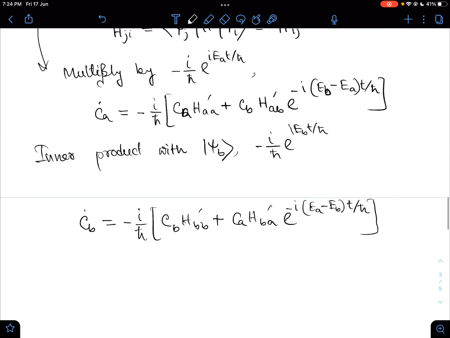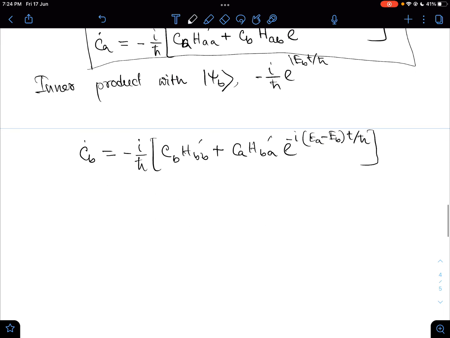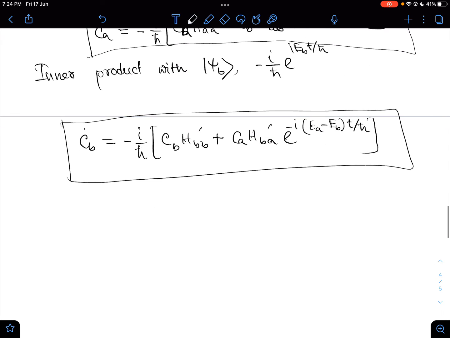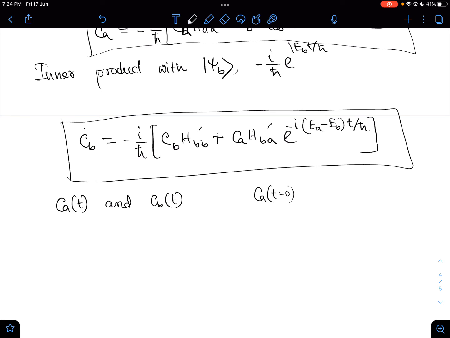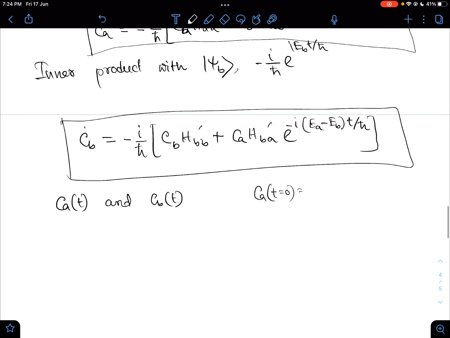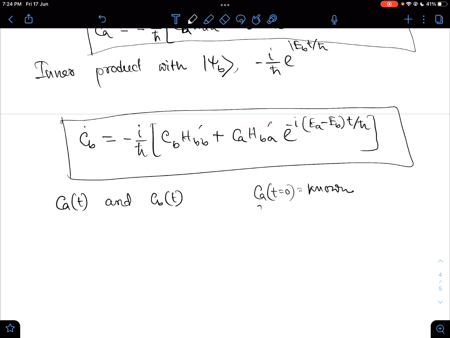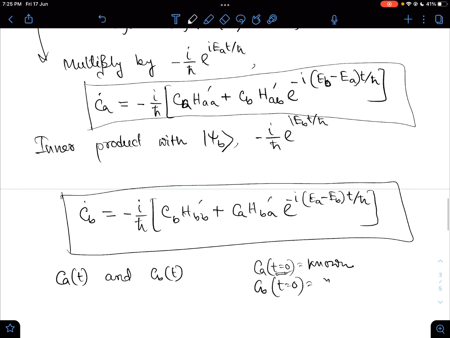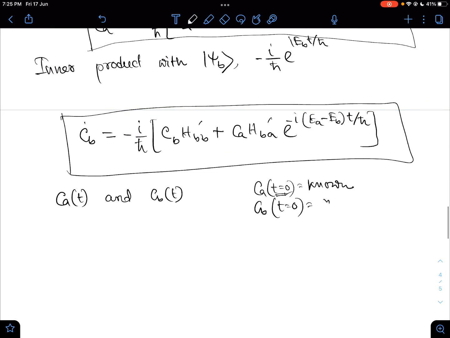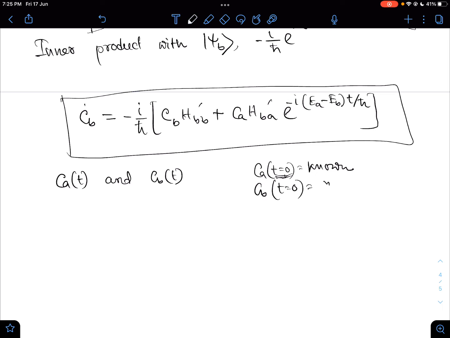So from this equation and this equation, we can determine C_a(t) and C_b(t) provided we know our initial conditions. That means we know our C_a at time t equal to 0, it can be 0 or it can be anything, and also C_b at time t equal to 0 is known. It doesn't necessarily have to be at 0, it can be at any time value. Since this is a first order equation, we have to know our two initial conditions. If we know them, then we can solve this and determine how C_a and C_b evolve with time.